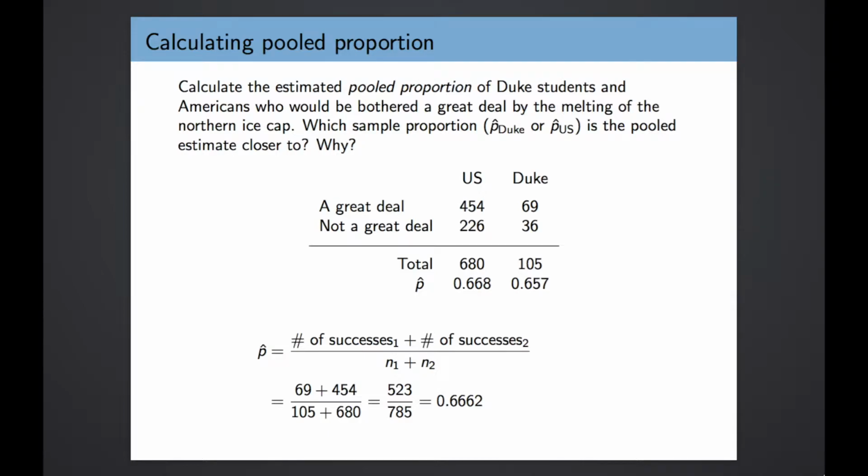Think about that for a sec. So the estimate is closer to the proportion in the US sample, and the reason for this is simple. There's just more data in the US sample than in the Duke sample. So whenever there's more data in a particular sample, that sample is just going to have more weight. And so this pooled proportion estimate is going to get pulled toward the proportion in the bigger sample, and the Duke sample doesn't have that much weight. It doesn't pull the estimate down by much.